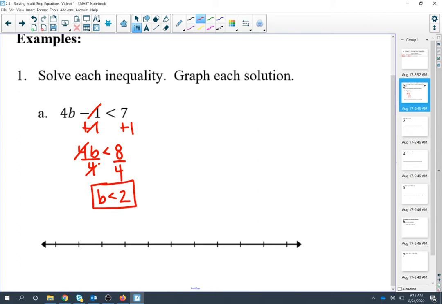We're going to graph our solution, so 2, 4, 6, 0, negative 2. On the 2, I'm going to put an open dot because it is strictly less than, and shade to the left.